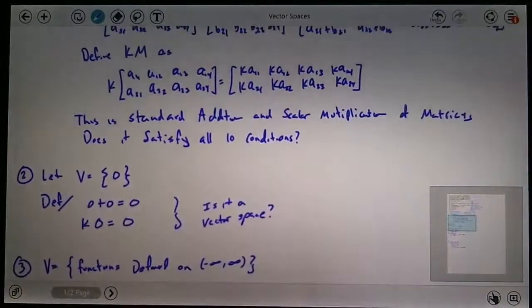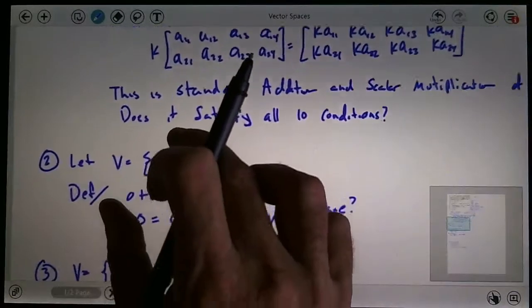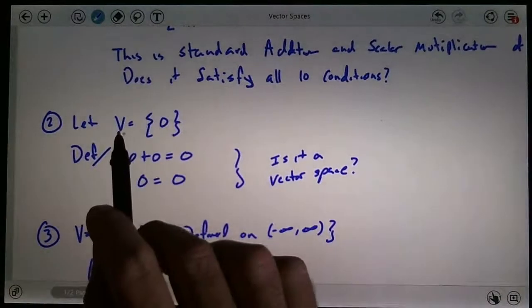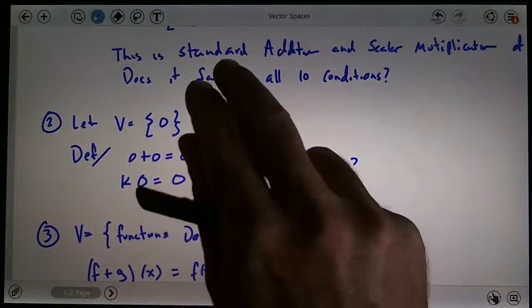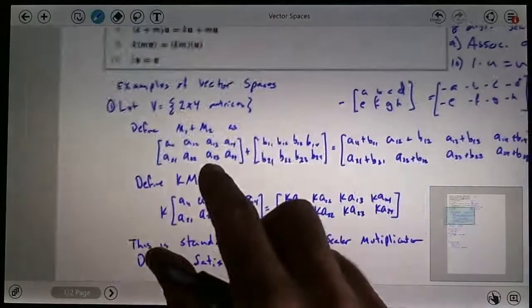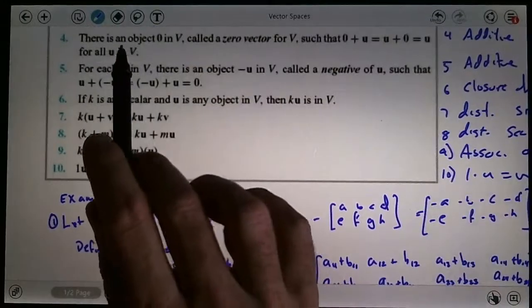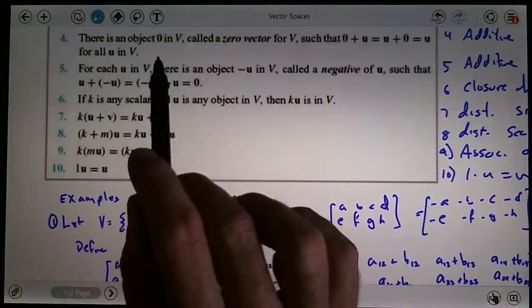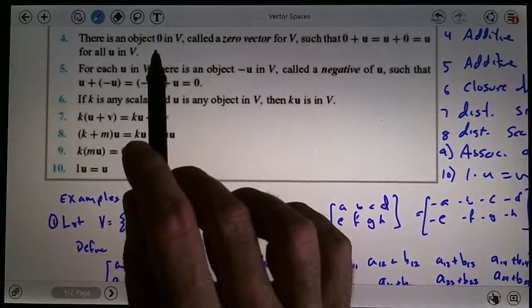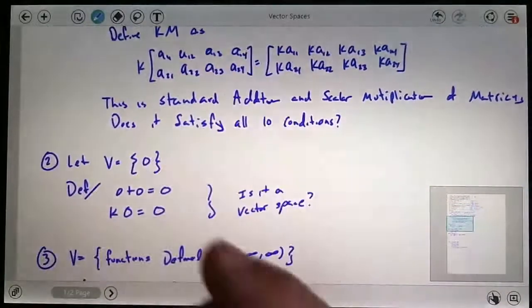Let's take another look. How about this one right here? This just has one thing in it. In fact, I should point out that vector spaces always have to have at least one thing, because Axiom 4 says there is a zero object in V. So you can't have an empty vector space. It has to have at least one thing in it. It has to have the 0 in it. In fact, if it only has the 0 in it, that's good enough.